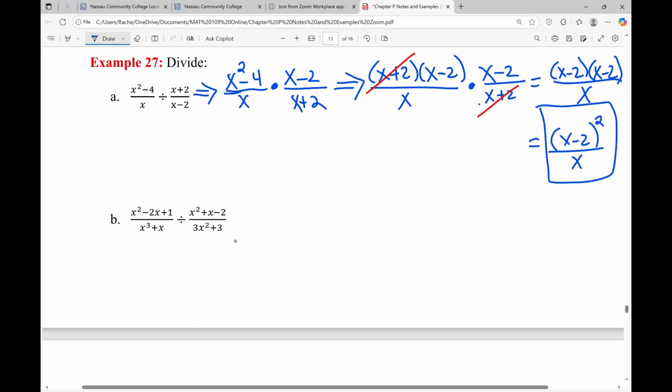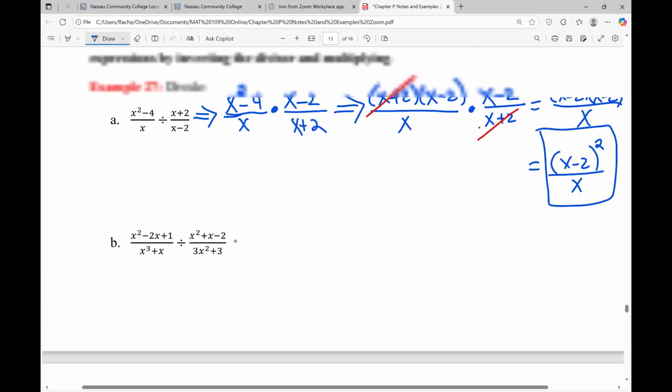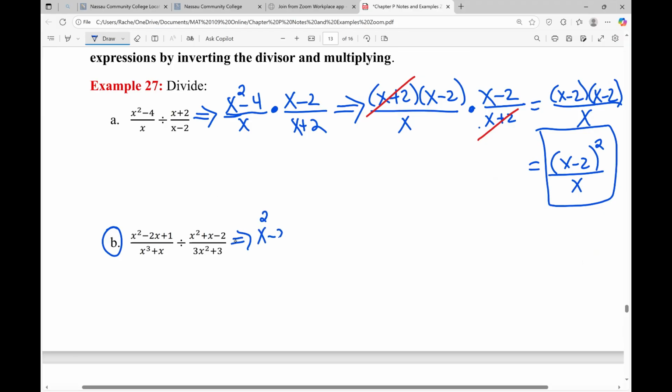So let's do one more. B. So I don't forget, I'm first going to rewrite this as multiplication. So we have x squared minus 2x plus 1 over x to the third plus x. And then I'm going to change division to multiplication and take the reciprocal of the second fraction. So that's going to be 3x squared plus 3 over x squared plus x minus 2.